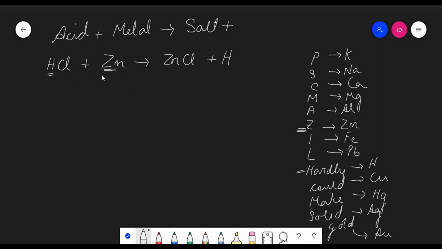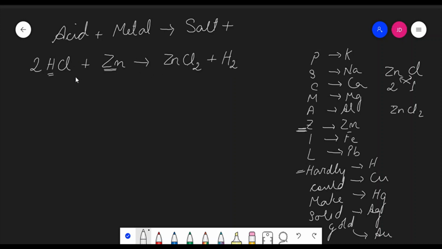However, it's not completed. Why? Because whenever H is alone, we should put 2. And H2 means we're getting hydrogen gas. And here Zn, Cl, we should always do the crossing of valencies. Zn valency is 2, Cl valency is 1. So if you cross it, what do you get here? ZnCl2. Now you can balance it, which is necessary. Here Cl is 2, H is 2, so put 2 here, that will be balanced.